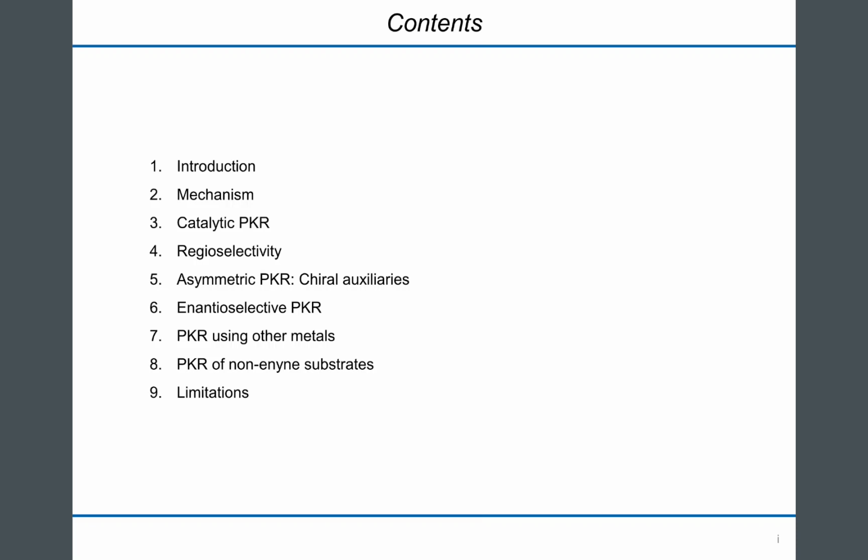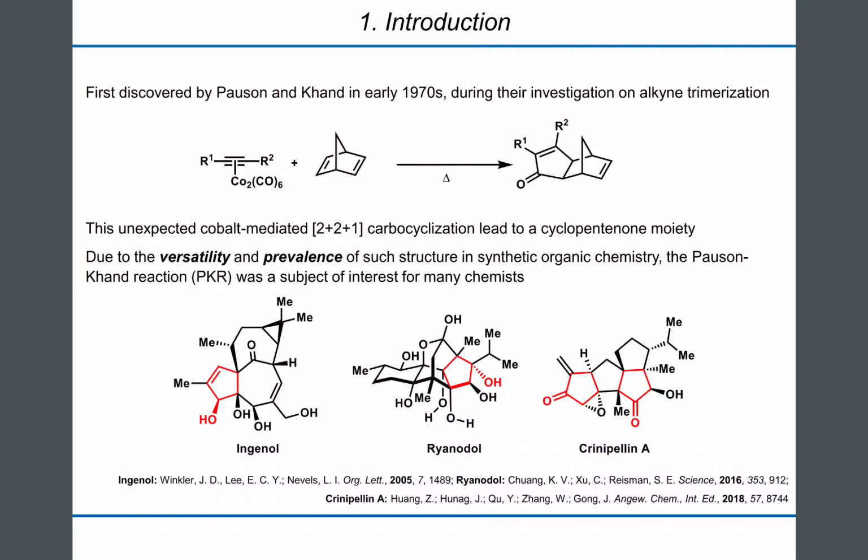So let's get started. The Pauson-Khand reaction, PKR in short, was first reported by Professor Peter Ludwig Pauson and his postdoctoral associate Ihsan Ullah Khand in the early 1970s, as the name suggests. It was discovered during the attempt of a trimerization reaction between alkynes and norbornadiene. Due to the prevalence and versatility of cyclopentenones, the Pauson-Khand reaction was further developed into an applicable level.